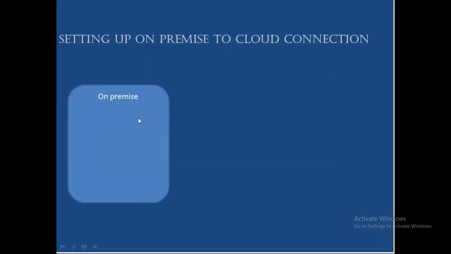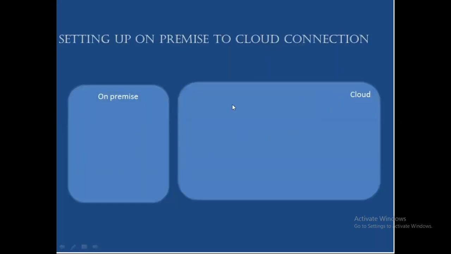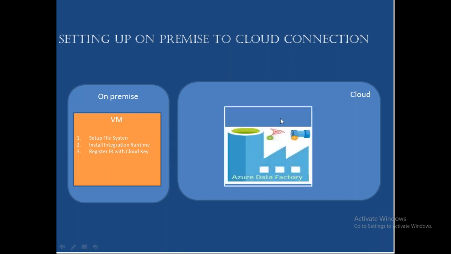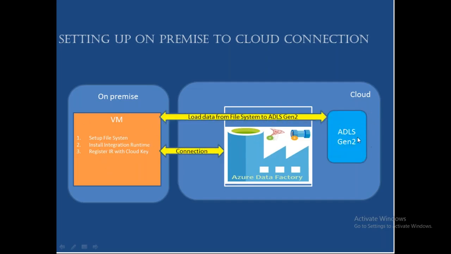Okay, now you see friends, setting up on-premise to cloud connection. So we have an on-premise, then we have a cloud. In on-premise, we already created the VM, right? So the VM is nothing but on-premise. Inside the VM, I will set up the file system and install the integration runtime. Then I need to register this IR with the cloud key. That cloud key I need to get from Azure Data Factory. Then I can establish the connection. Then I have Azure Data Lake Storage Gen2 here. I need to bring the files from the on-premise file system to Data Lake Storage Gen2. This is what we are going to do.